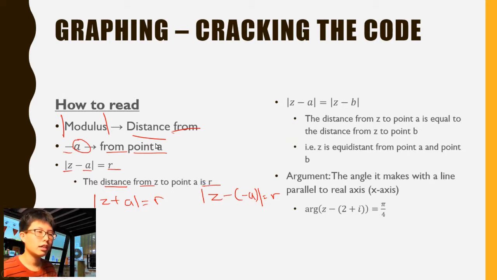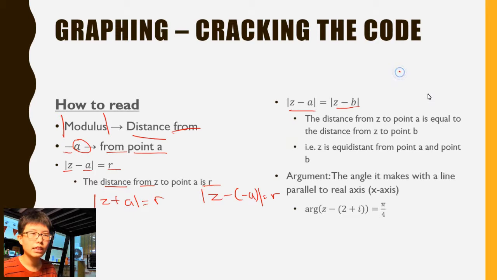Here is how it looks when we're talking about perpendicular bisectors. Again, modulus means the distance. So the distance from Z to point A is equal to the distance from Z to point B. If you phrase it differently, Z is equidistant from point A and point B. You'll see later why.